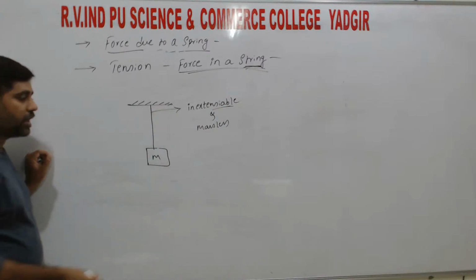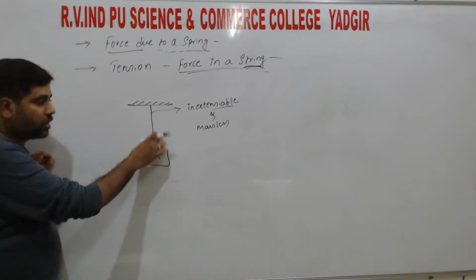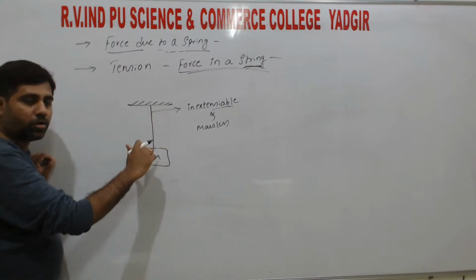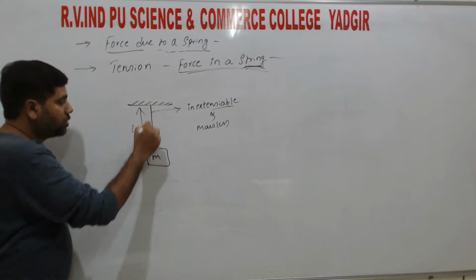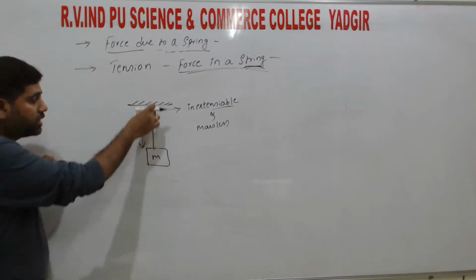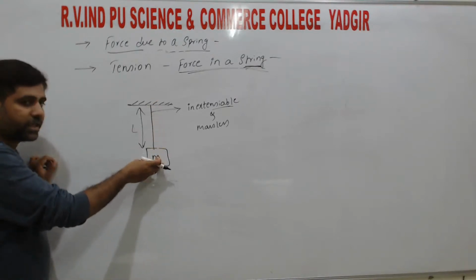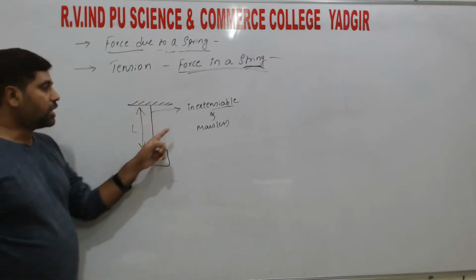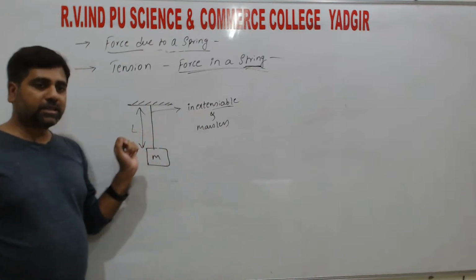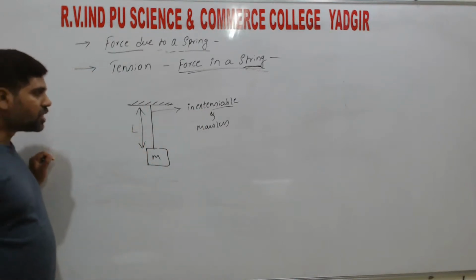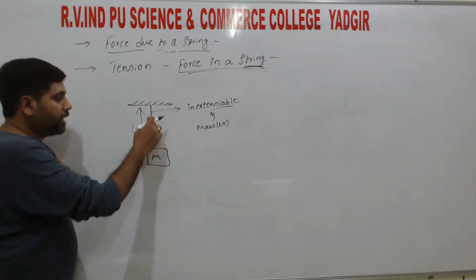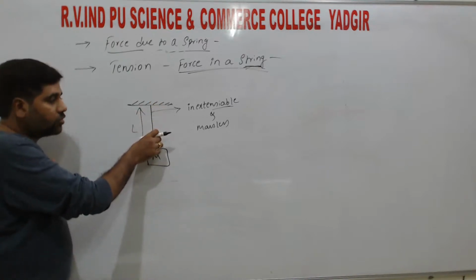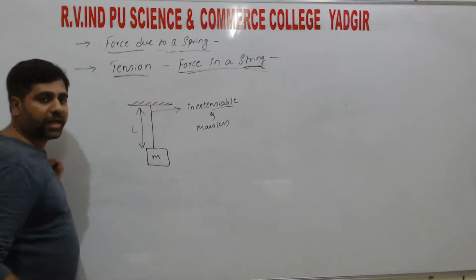Inextensible means that if we hang a load, the length of that thread or string will remain constant. If the length is 100 centimeters, even if we hang 1000 kg, the string length should remain 100. So that type of material we call an inextensible string, right? So here the force we get in the string, that force we call the tension, right?